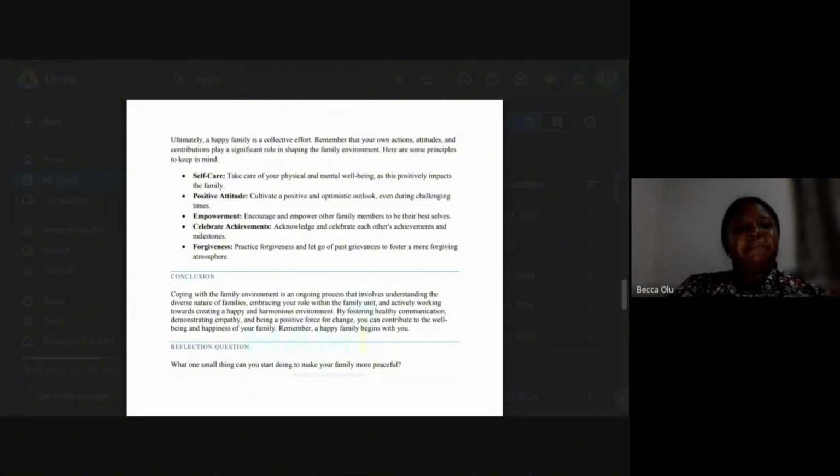Empowerment. Encourage and empower other family members to be their best selves. When your sibling does something, talk to them. When your mom and dad are down, you should talk to your mom and dad. They should be one of your close friends as well. They are your parents, but they should be close to you as well.